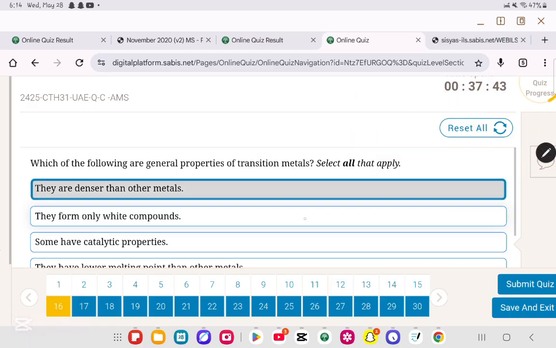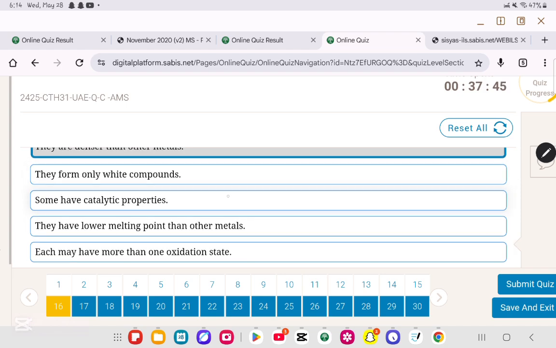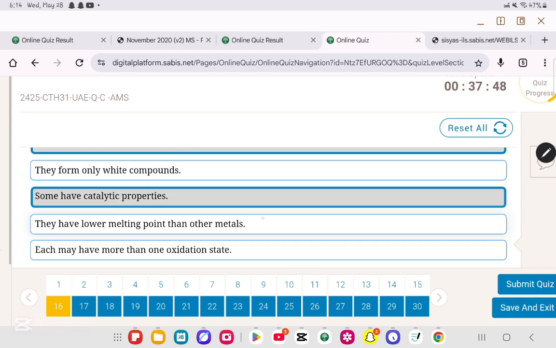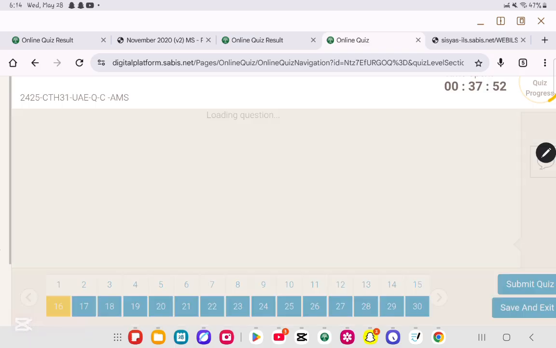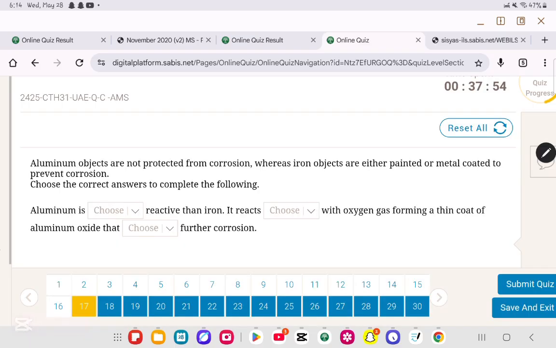So they are denser than other metals. They form colored compounds. They have catalytic properties. They have higher melting points and boiling points, and each may have more than one oxidation state. We move on to question number 17.